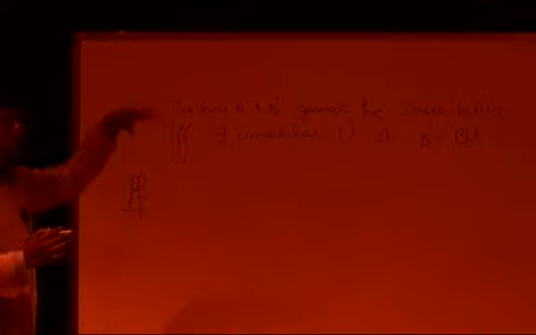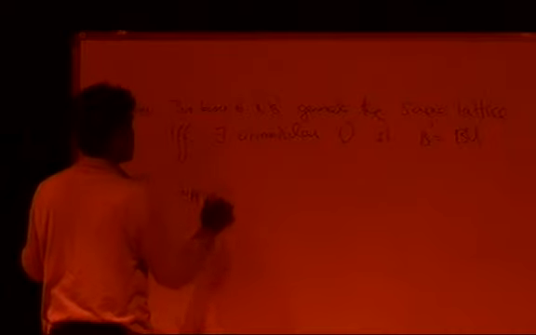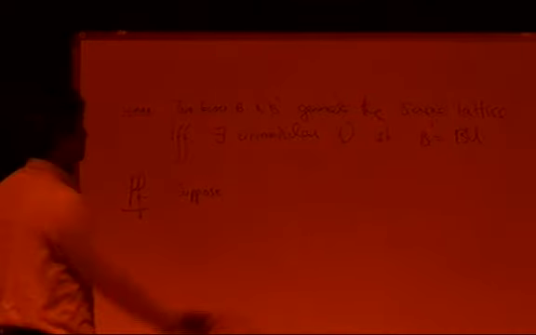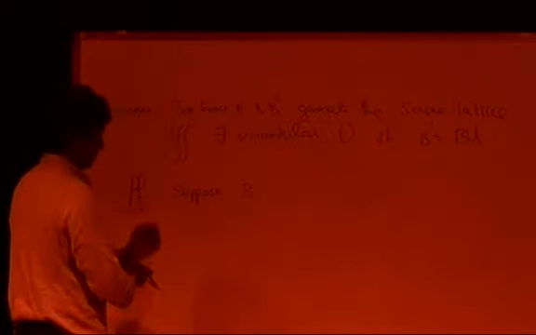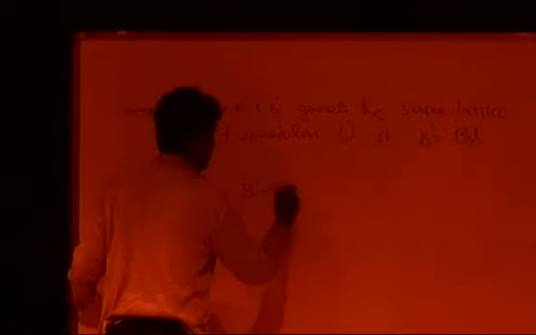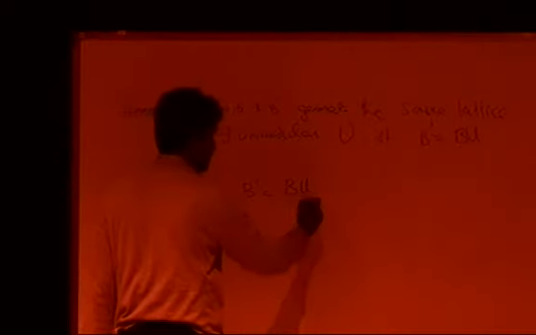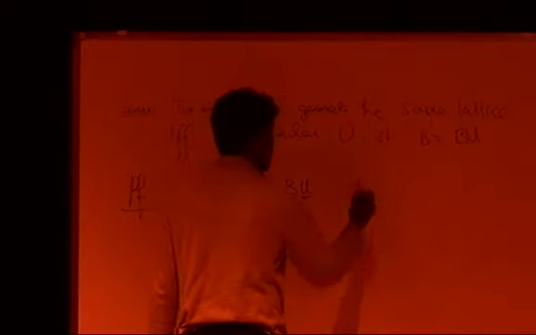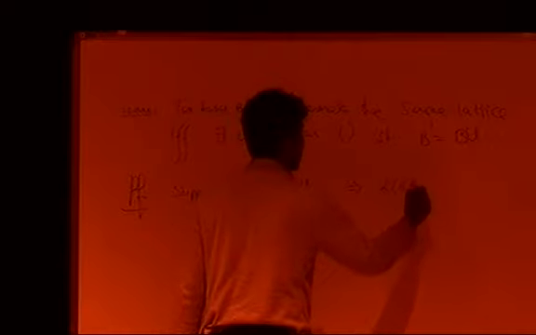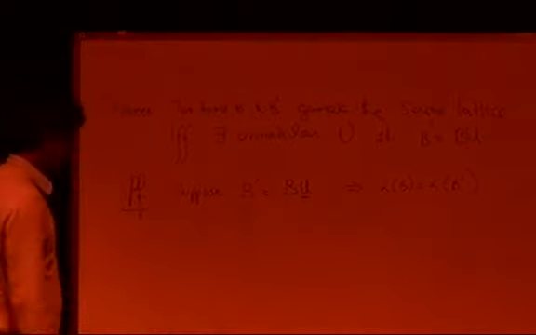Okay, so how do you prove it? This is an if and only if statement, so let me show both directions. Let me show you the easy direction first. Suppose B prime equals B times U for a unimodular matrix U. I want to show that the lattice generated by B is equal to the lattice generated by B prime. That's what I want to show.